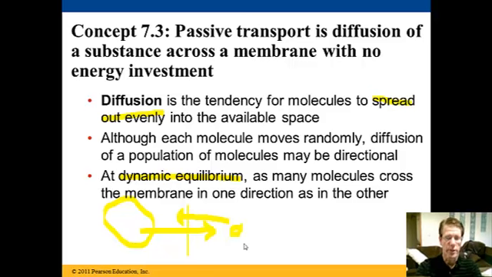There's going to be more going in this direction than there are going in this direction, so eventually it's going to balance out, but it's a dynamic equilibrium. We have molecules moving, and they don't stop moving just because they've gotten everything balanced out. They're going to keep moving back and forth.